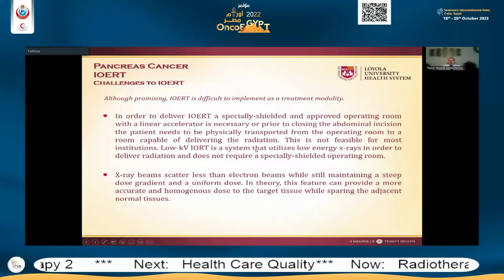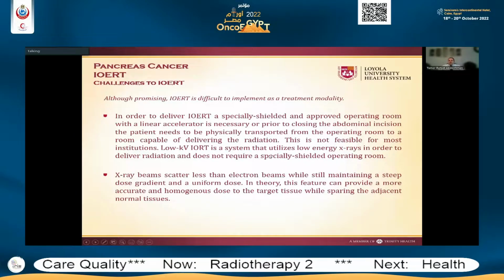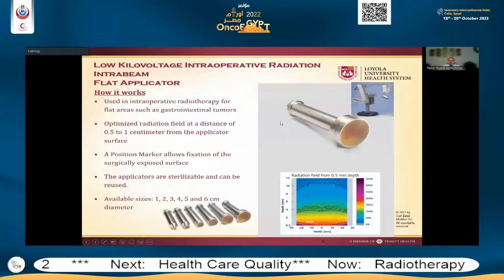Utilizing intraoperative therapy comes with some challenges, including moving the patient during the Whipple surgery from the OR to the radiation department. That is not optimal or doable. We use low kilovoltage intraoperative radiation in our institution, Intrabeam. We use either flat or spherical applicators. Sometimes we use surface applicators.